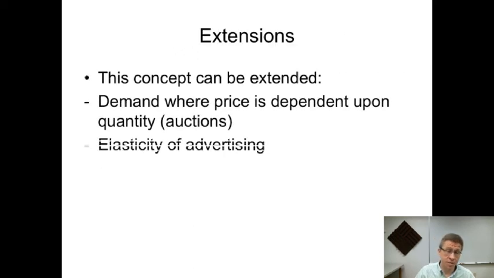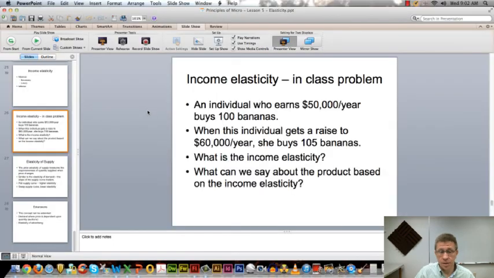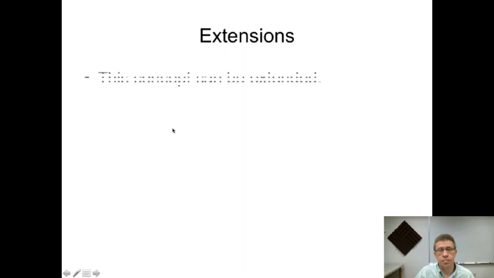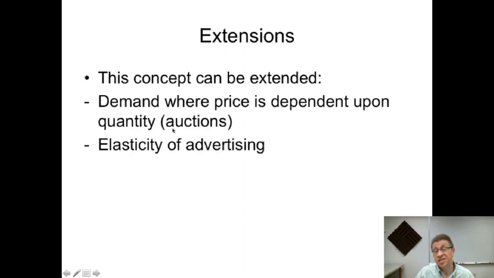And there are other extensions that we don't really get into in the principles class, but know that they're there, especially if you go on to take more coursework. One of them, you could apply this to auctions, where price is dependent on the quantity available. Another is elasticity of advertising.